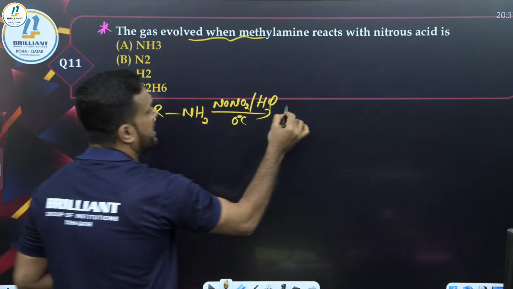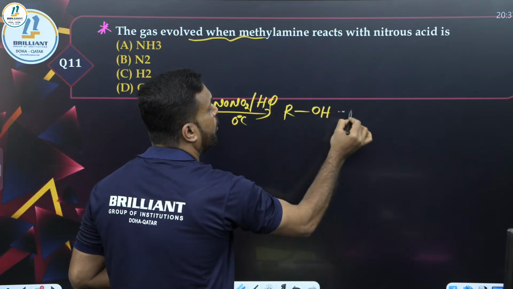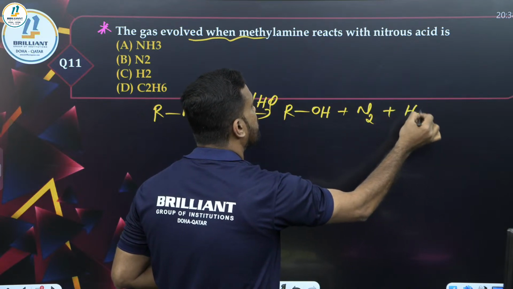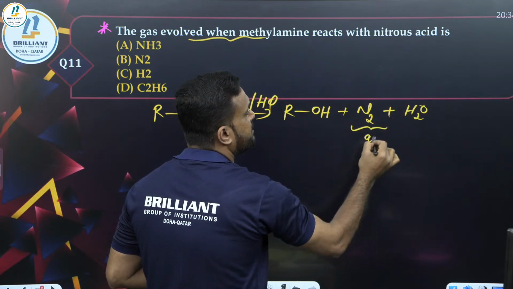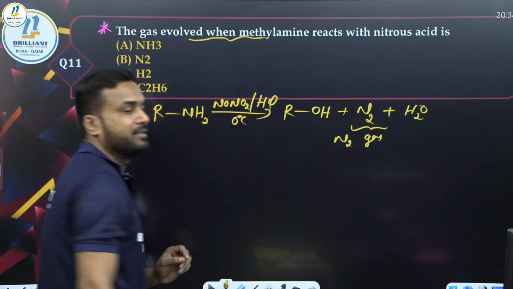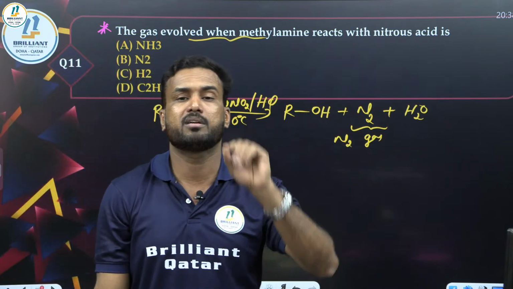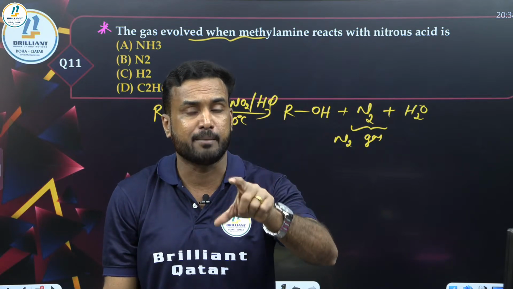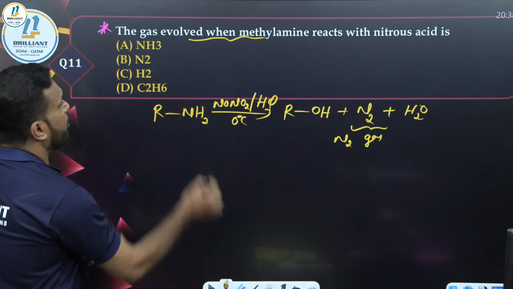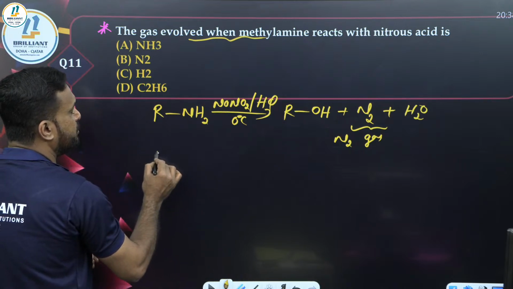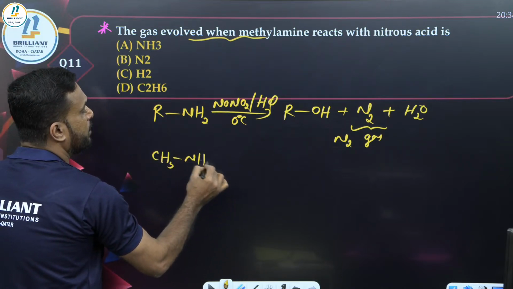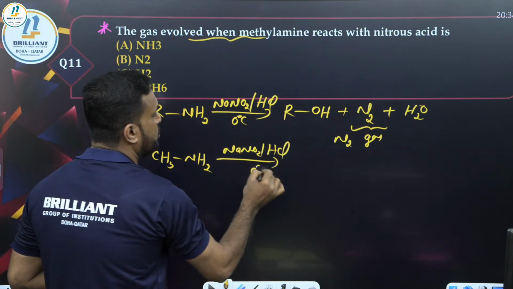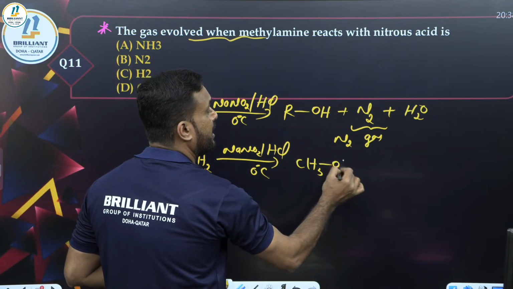NaNO2/HCl at 0 degrees Celsius, you will be getting the corresponding alcohol, and this nitrogen leaves as nitrogen gas, and H2O also will be formed. This N2 gas formation can even be used to distinguish between aliphatic amines and aromatic amines. So nitrogen gas will be evolved. So for the gas evolved, any amine, if you take CH3NH2, an aliphatic amine, when it reacts with NaNO2/HCl at 0 degrees Celsius, you will be getting the corresponding alcohol.